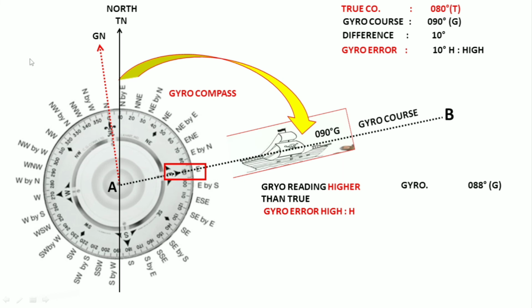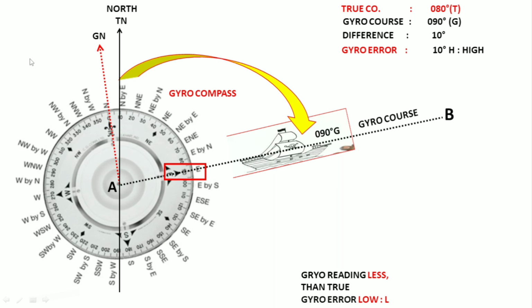Similarly, gyro is 088, and they gave me an error of 2 degrees high. So gyro is reading higher than the true, so the true would be 086. If the gyro is reading less than the true, then we call it low, or just L. Gyro is reading 313, true is 315. Gyro is reading less. Gyro error is 2 degrees low. Gyro is 115, error is 2 degrees low. That means it is reading less than the true, so the true would be 117.